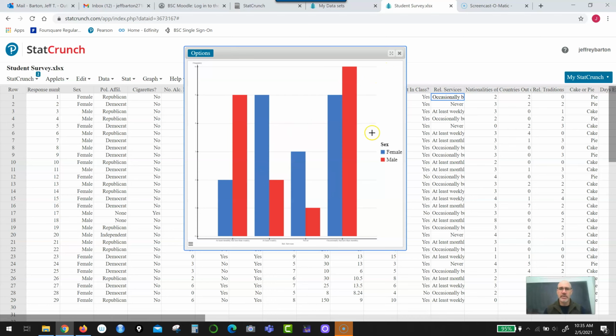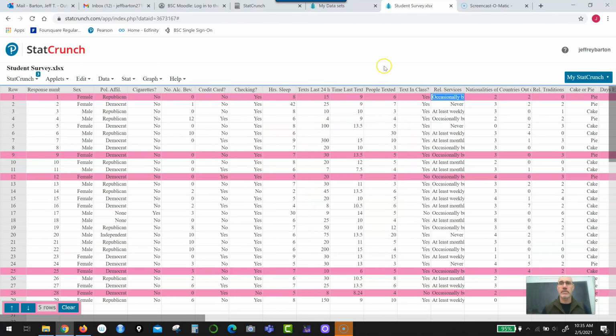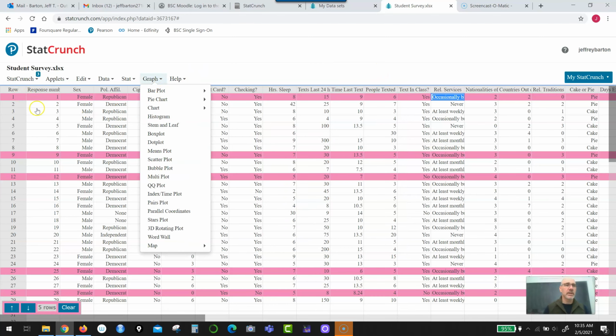One thing you can do in StatCrunch is if you hover over one of the bars and then click on it, it'll highlight all of the respondents that led to that result. So if you're curious about some other particular aspect of one of those folks, you can go in and take a look. So let me get out of that.